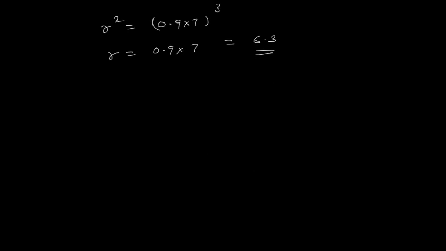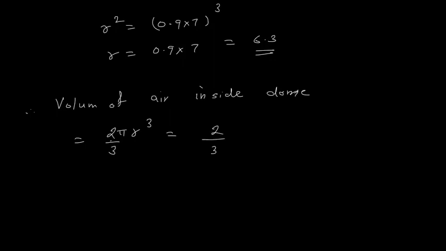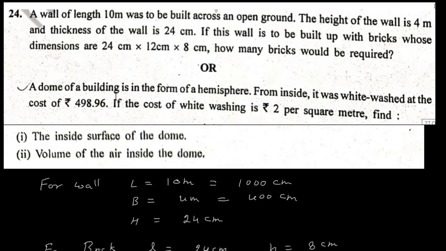Therefore the volume of air inside the dome is equal to 2 by 3, since it is a hemisphere, 2 by 3 pi r cube. So 2 upon 3 into 22 upon 7 into the value of r, 6.3, the whole cube. This much meter cube of air will be inside. Now you multiply and write your answer. So this is how these two problems are solved.